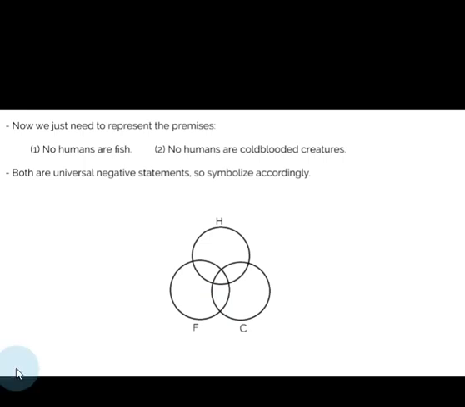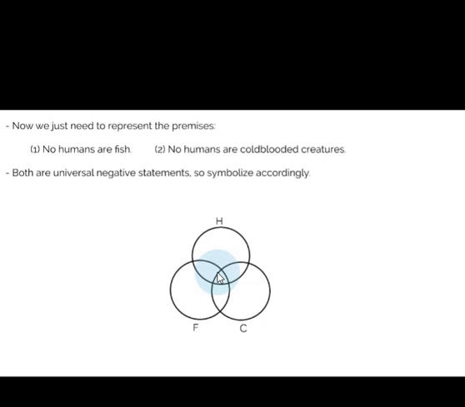Would it just be here though? This is the little triangle. We do want to fill that out, but what about this? If we left this blank, that would mean that some fish could be humans. So we want to fill this out as well.